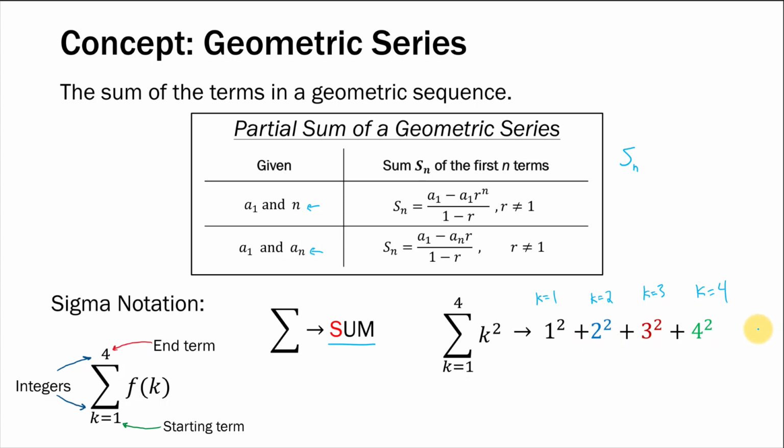I'm adding all these terms together. So I just add them. I've got 1 plus 4 plus 9 plus 16, and that equals 30. So this summation here is equal to 30. Okay, so that's our main concept for today. Let's take a look at a few examples.